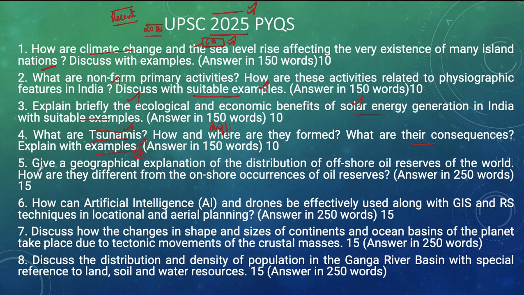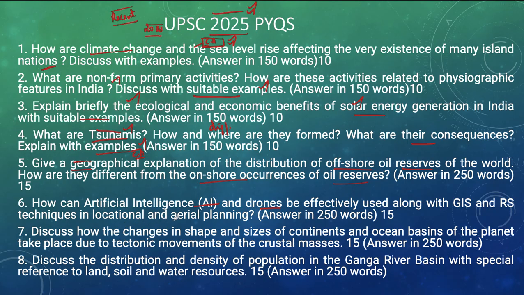Fifth one: give a geographical explanation of the distribution of offshore oil reserves of the world, and how they are different from the onshore occurrences of oil reserves. Basically, while studying geography, you know very well the onshore oil reserves and offshore oil reserves categories. You need to explain that with the help of a world map and various diagrams and examples. And you should also give reasons why that is occurring in that particular geographical region for this fifth question.